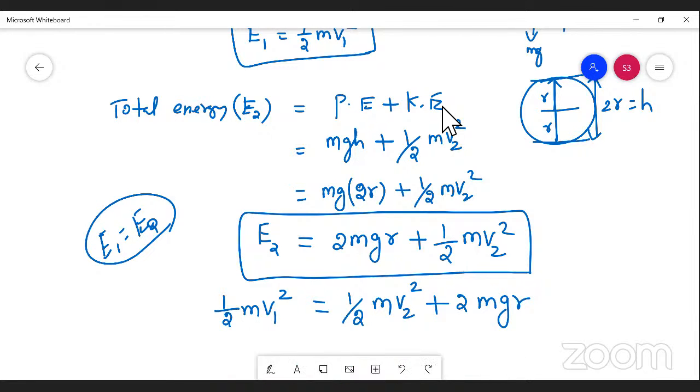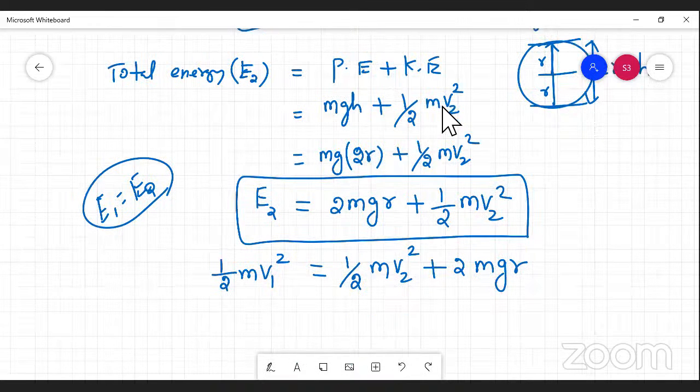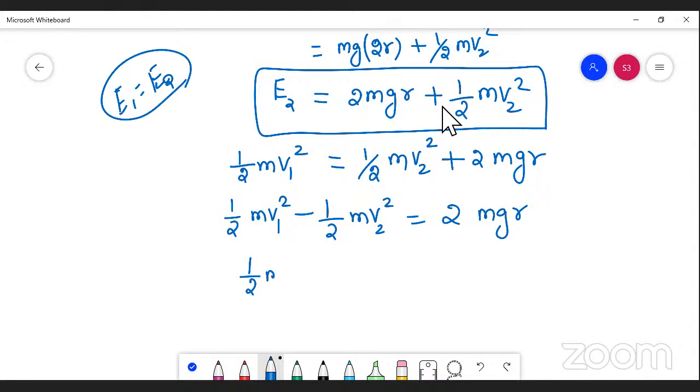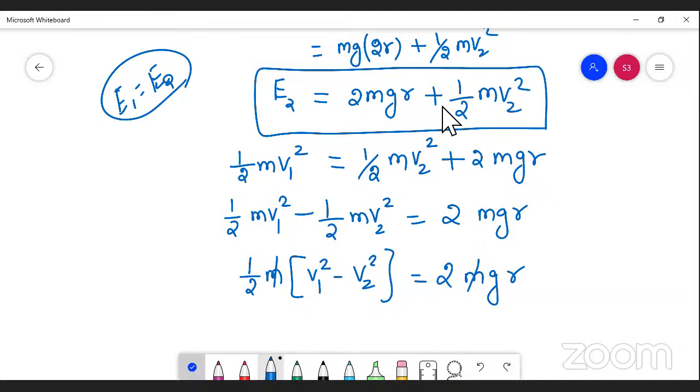Half mv2 square goes to the other side with a negative sign. So half mv1 square minus half mv2 square is equal to 2mgr. The common factor is half m, so half m of (v1 square minus v2 square) is equal to 2mgr. Am I right? M cancels.